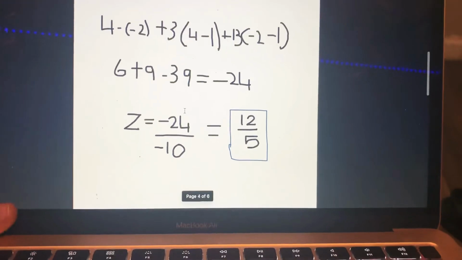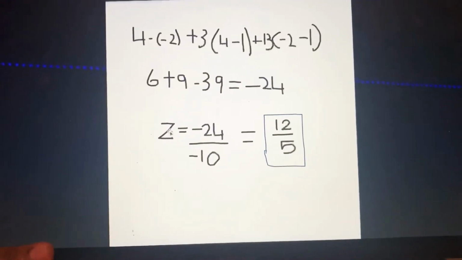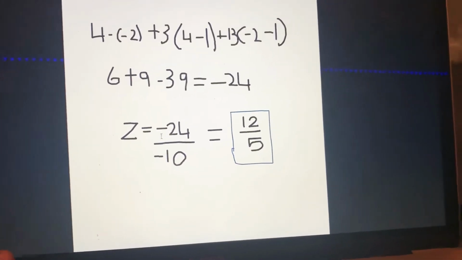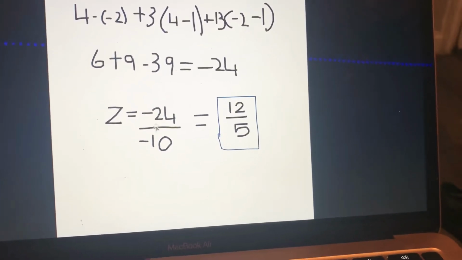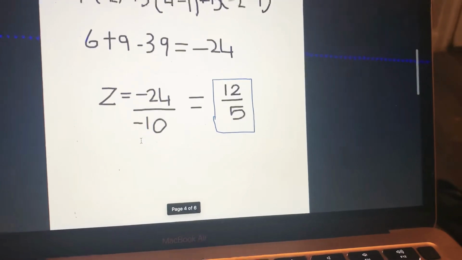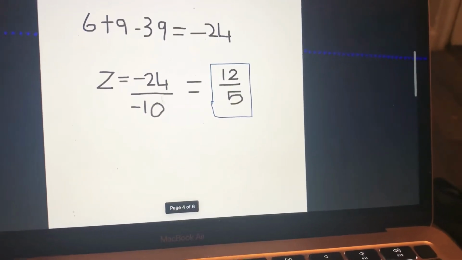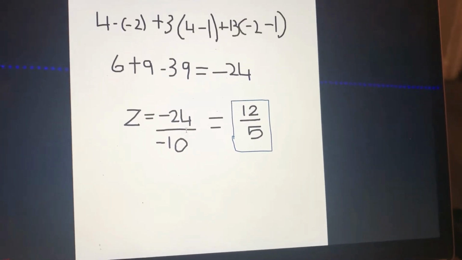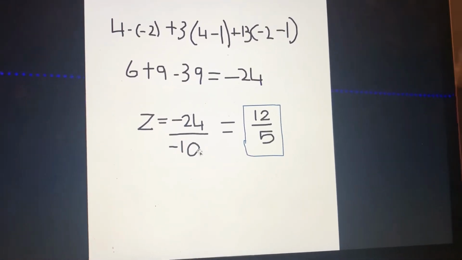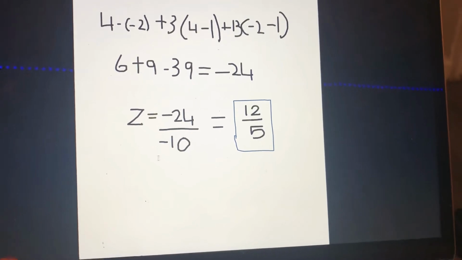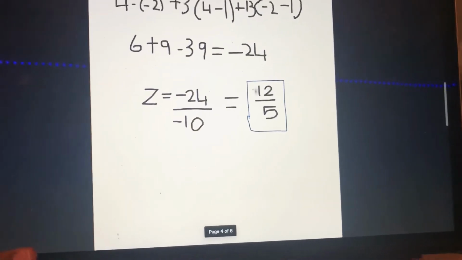Now, as I've mentioned earlier, z equals dz over d, and negative 24 is the value of dz, and negative 10 was our determinant given to us in the problem. Now, this can be simplified by dividing by 2. Negative 24 divided by 2 is 12, and negative 10 divided by 2 is 5. So this is our final value of dz.